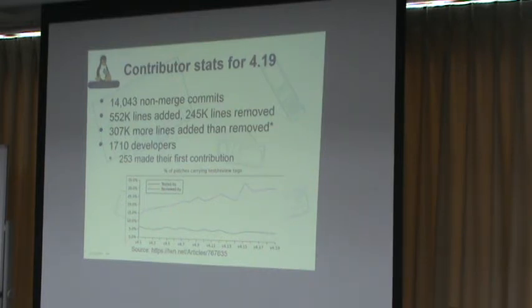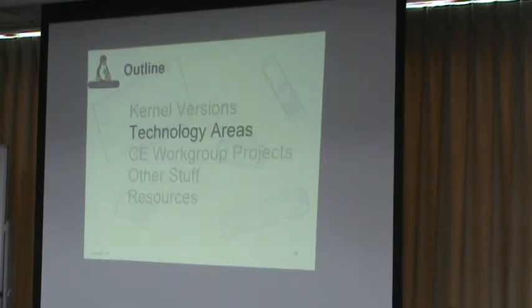We continue to have a lot of people making their first contribution. It's interesting watching that year after year after year. We keep getting a lot of new developers. And we're back to the model of adding more lines than we remove. So the kernel's growing in size again. We had two releases where it shrunk. Now it's getting bigger. The reason it shrunk was because we removed architectures. This time we added an architecture, we added features.